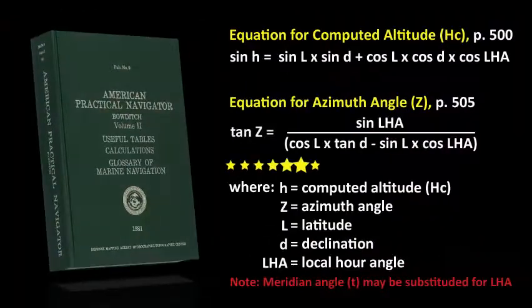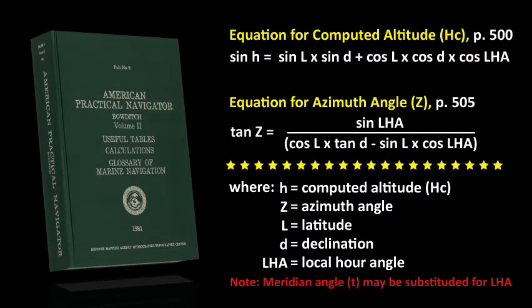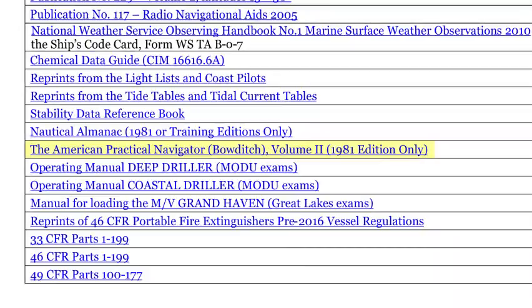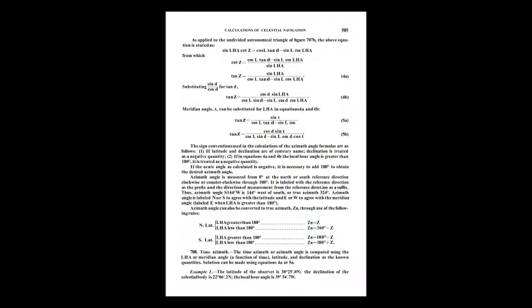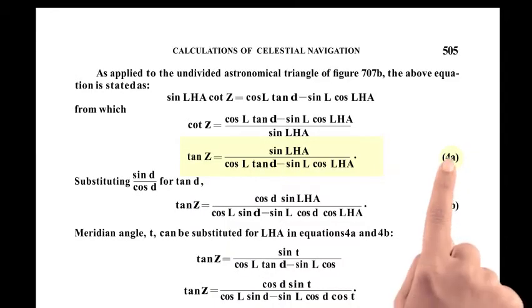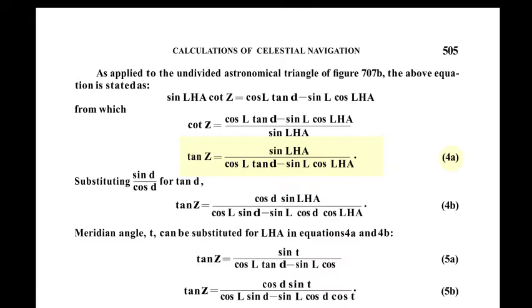Sight reduction formulas are included in the American Practical Navigator, Bowditch, Volume 2, 1981 edition. To date, this publication is one of the authorized reference materials allowed in the U.S. Coast Guard Merchant Marine exam room. Equations to calculate azimuth angle are on page 505. I recommend equation 4A because it is streamlined.